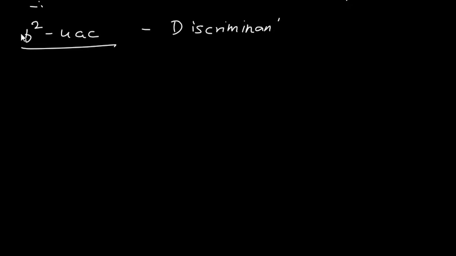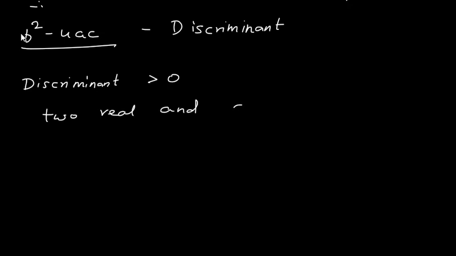So what we learn in this unit is that this b square minus 4ac is very important. This is called discriminant. If this discriminant is greater than 0, then we have two real and different roots.